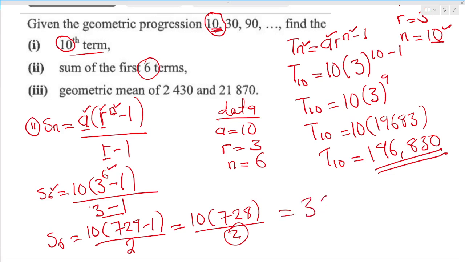3,640. So remember, GP also has no SI units. You just plug in the value the way it is supposed to be plugged in. There are no units. Yeah, so we are done with that question.